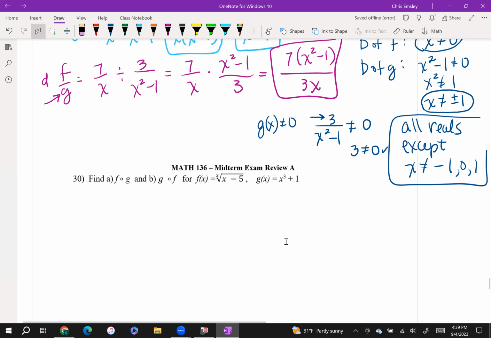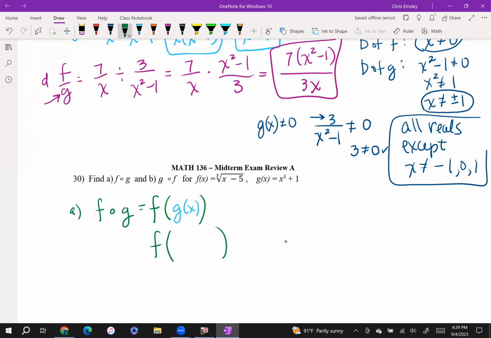Okay, this is our last one, and another problem with our operations on functions. This time we're going to look at composites. So for part A, we need to find f o g, which is the same as f of g of x. Okay, so we're going to use g as our input into the function f. So I like to start off by just replacing the name g of x with the definition for g of x in this problem. g of x is x cubed plus 1, just a substitution.